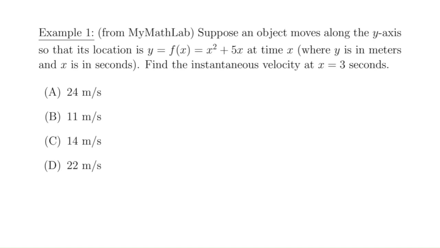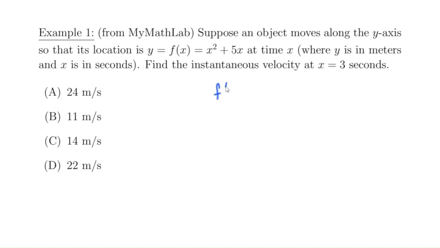Suppose an object moves along the y-axis so that its location is y equals this function here, f of x equals x squared plus 5x at time x, where y is in meters and x is in seconds. Find the instantaneous velocity at x equals 3 seconds. So what we really need to find is what is f prime of 3. Now, f of 3 is going to give us something, but that'll just tell us the position of the object along the y-axis. But f prime of 3 is going to tell us the velocity.